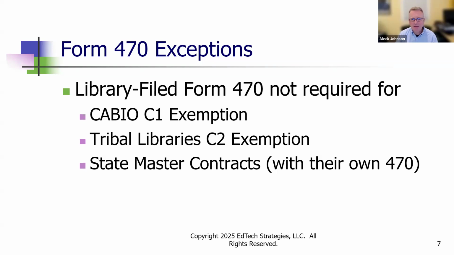And the last exception is when you're using a state master contract where the state has filed their own Form 470. And so this is the case for telecommunication services in Massachusetts. There is a state master contract that's out there. I believe it's ITT 72, if I'm remembering correctly. We have a guide for how to apply for services under that exception and under that state master contract available on MBLC's website. And if you need more information about that, I'm more than happy to talk to you about it. It's an easier process than the Form 470, but it does still take a couple of steps to work through.